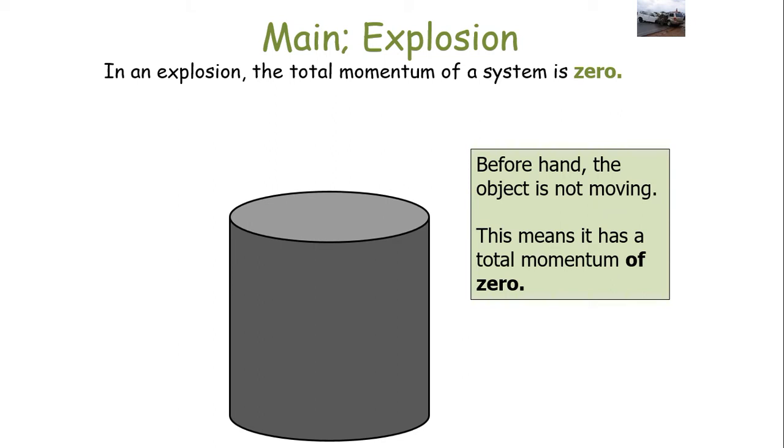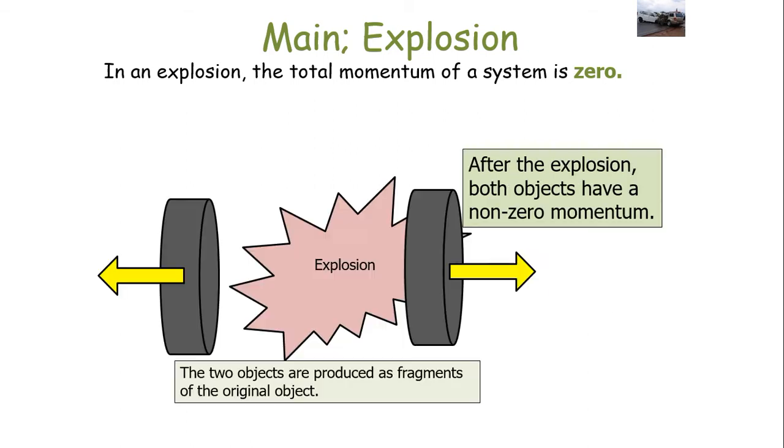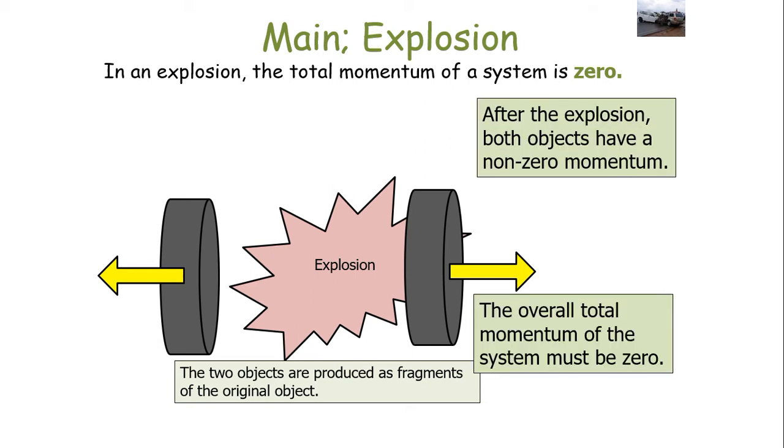Now let's look at another event, an explosion. Now by definition, the total momentum of an explosion has to equal 0, because before an explosion, the object is not moving. So because we know momentum is mass times velocity, this means the total momentum must be 0. But after the explosion occurs, the object will break into 2 fragments, simplified, and then we've got our 2 fragments produced. Now these objects are moving, so they'll have a non-zero momentum. But the overall momentum of the system has to be equal to 0.